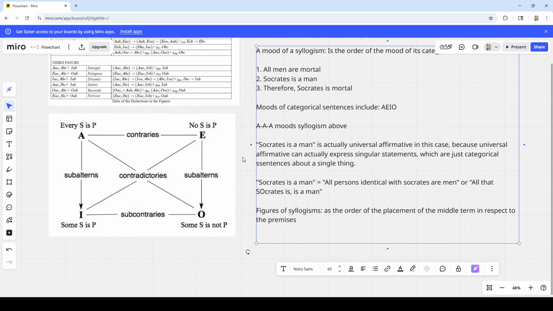The first figure. Oh, I don't know what just happened. Oh, well, I've got to close my thing.